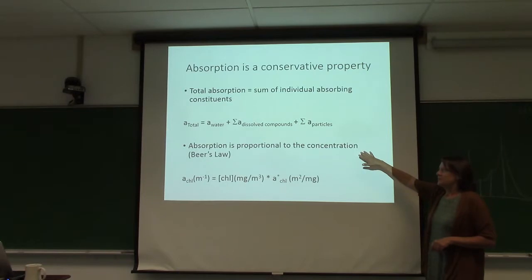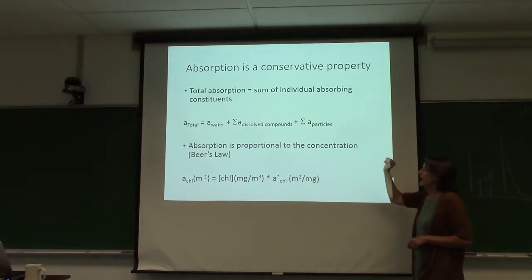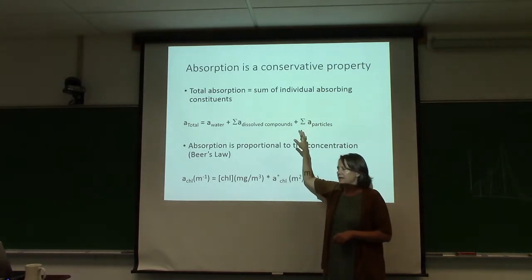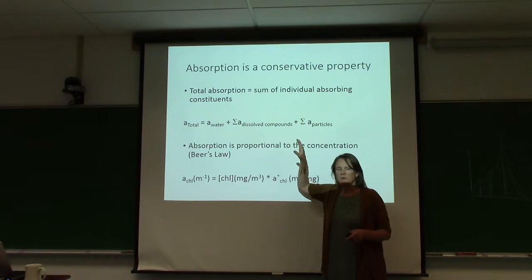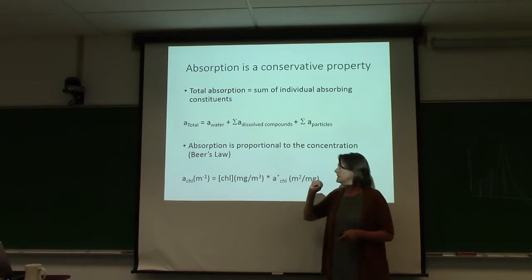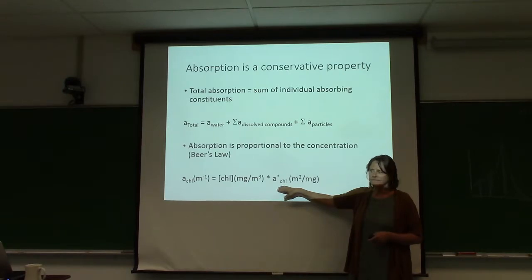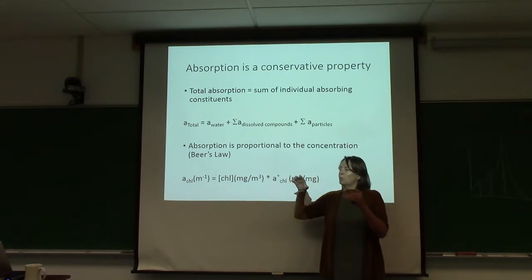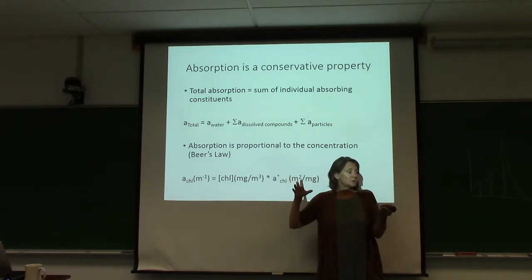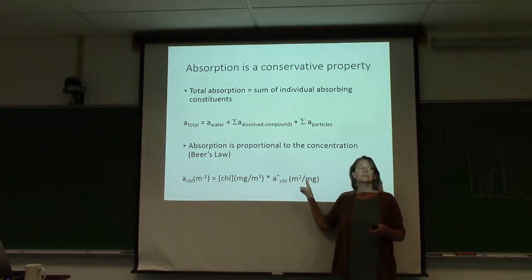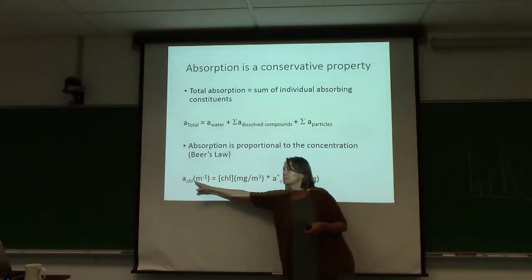It also turns out that absorption is proportional to the concentration. So if you had one constituent and you had 10 of them, you could measure the absorption of one of those constituents and multiply it by 10. The example that we use is the absorption due to chlorophyll. We say, this is how much 1 molecule of chlorophyll would absorb. If we measured the concentration of chlorophyll, we could just multiply it by chlorophyll's absorption and get the total absorption by chlorophyll.